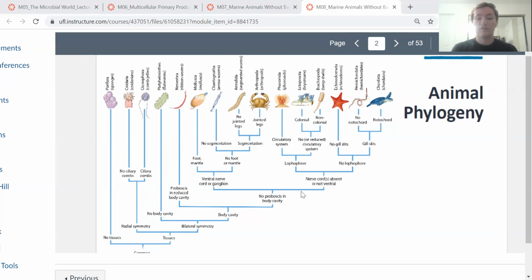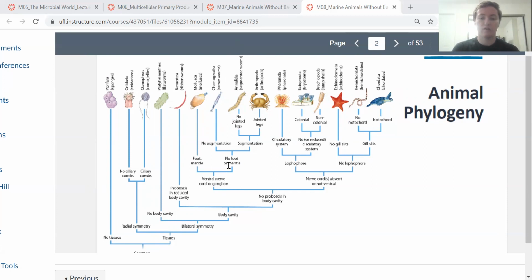But the important distinction here is that they do have a ventral nerve cord or a ganglion, and they have a foot and a mantle. So the foot is what I'm going to focus on here for time. The foot is a muscular foot, which is used for motion. It's a big meaty part that you eat, and it is used for locomotion and moving.